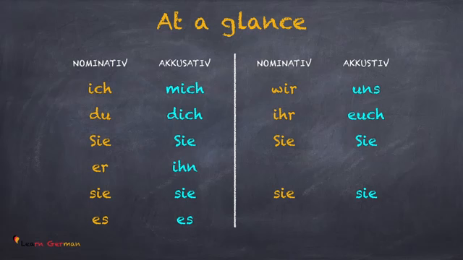Now let's put all the personal pronouns together. Ich in Akkusativ is mich, du, dich, Sie, Sie, er, ihn, sie, sie, es, es, wir, uns, ihr, euch, Sie, Sie, and the last one, sie, sie.